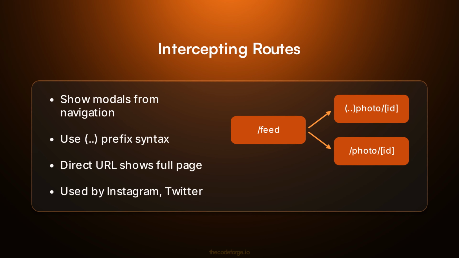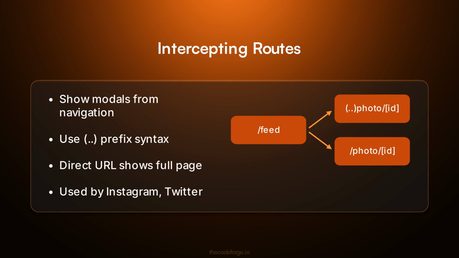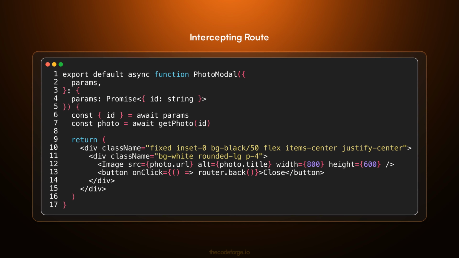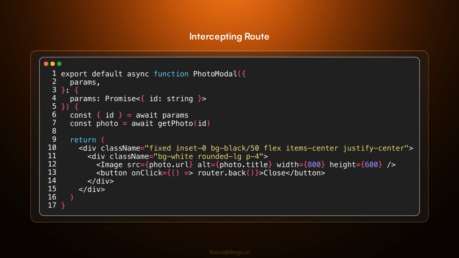Intercepting routes show content in a modal when navigated from within the app. Direct access shows the full page. This modal intercepts the photo route when navigated from the feed. Direct access to photo/123 shows the full page.